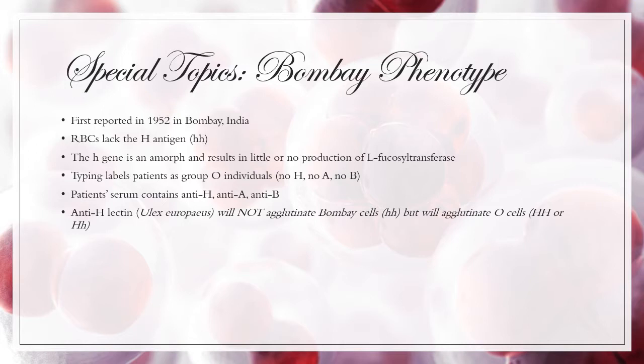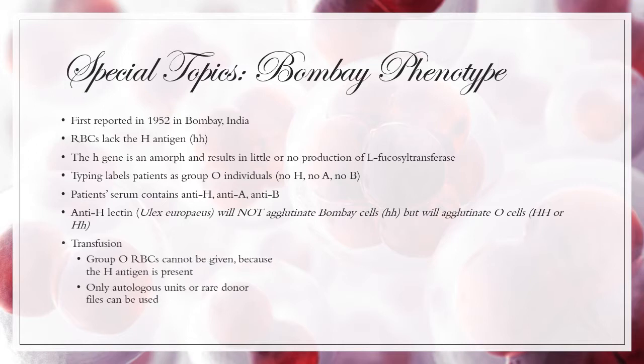So what happens in the laboratory if we have a Bombay person? We can't give them group O. If we transfuse them, group O red blood cells cannot be given because the H antigen is present, and that's going to cause an antibody reaction. So the only thing we can use is autologous blood or donor files. If you know the person came from India, we can see if there's blood from India that we can use, from this little bitty island over in India. We can use that blood to transfuse the patient.